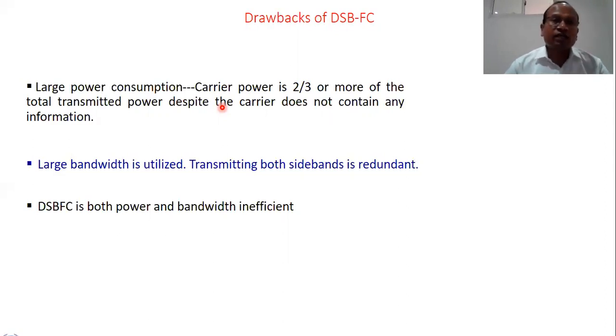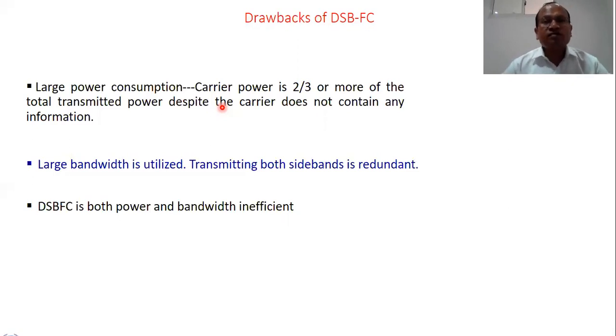And if you calculate the power required by one sideband, it will be 1/6 of the total power. 1/3 is the total power required in both sidebands, so 1/6 will be the power required by one sideband. So what is the drawback of DSB-FC? Carrier is sent, both the sidebands are sent, both the sidebands require 1/3 of total power. Carrier requires 2/3 of total power, which is even disastrous.